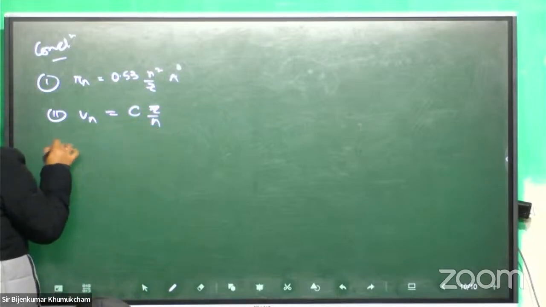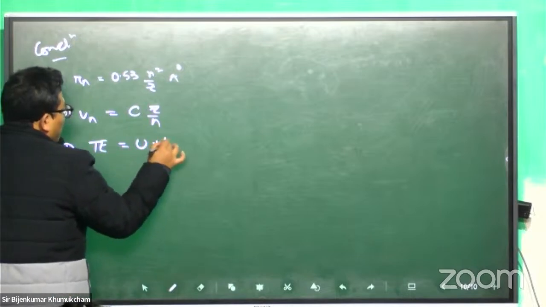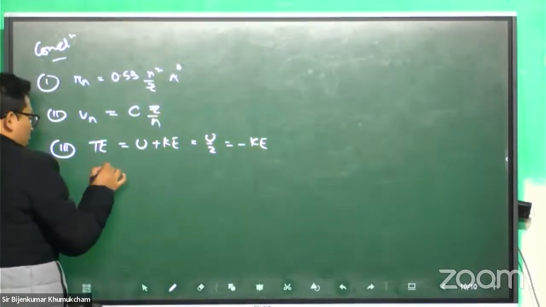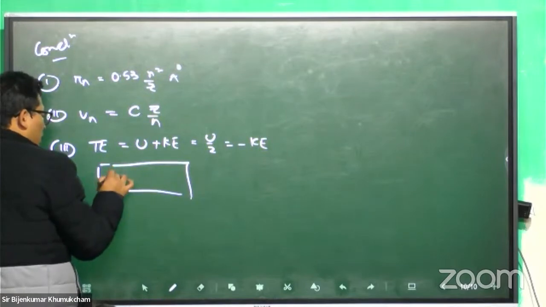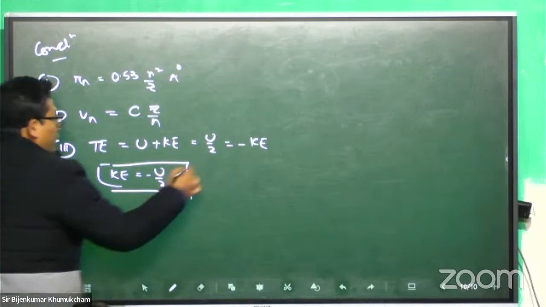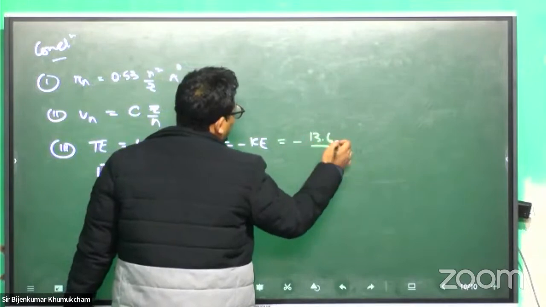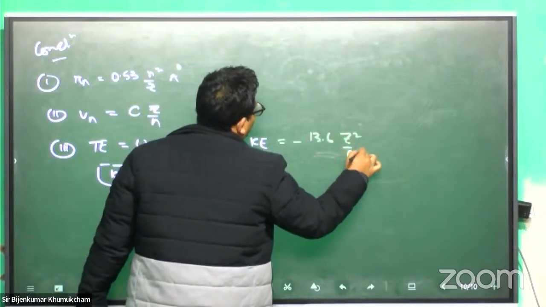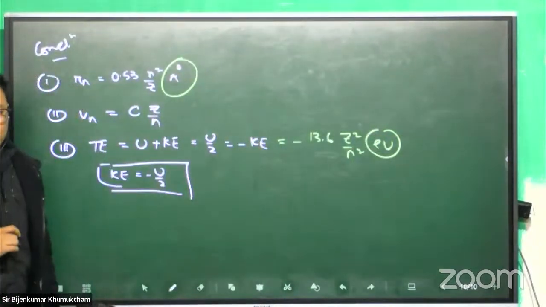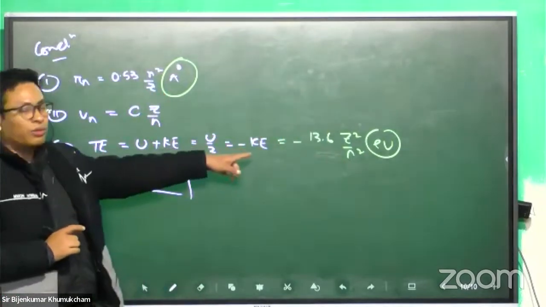Very good. Number 3, energy. The total energy is potential energy plus kinetic energy, which is U by 2 minus kinetic energy, or kinetic energy minus U by 2. Clear? When you substitute these values, you will definitely get minus 13.6 Z square by n square in electron volt. Units are very important. Electron volt. Clear? So minus 13.6 Z square by n square. This is nothing but the total energy.